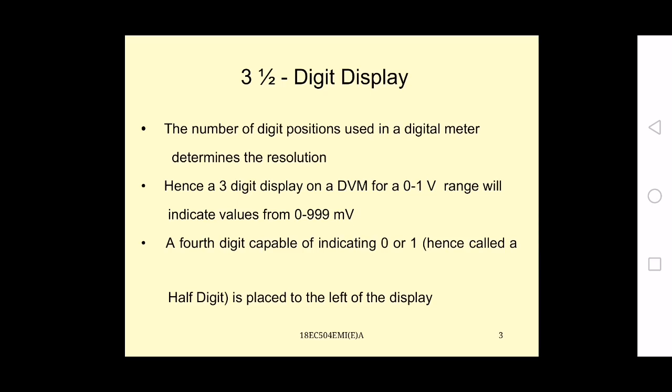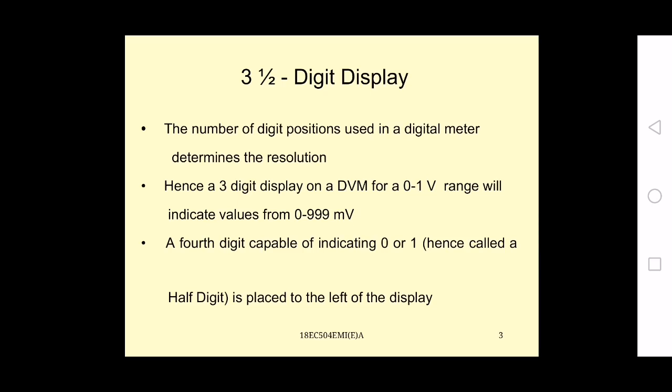A 3 digit display on a digital voltmeter of 0 to 1 volt range can indicate values from 000 to 999, that is, from 000 millivolts to 999 millivolts on a 0 to 1 scale. So you can measure 50 millivolts, 100 millivolts like that. It has high resolution: on a 0 to 1 scale, if you have 3 digits you can have 0 to 999 millivolts.